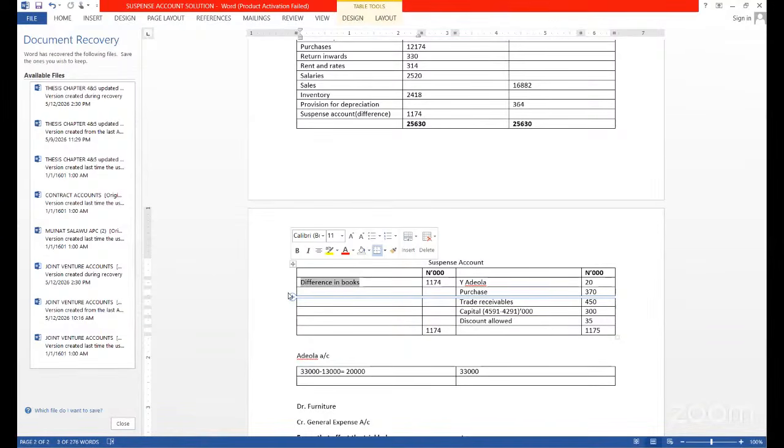The purchaser. That refers to who? Not the purchaser, but Adeola's account. Adeola's account. Thank you. It was posted to Adeola's account as what? 33,000 naira. Are we together?